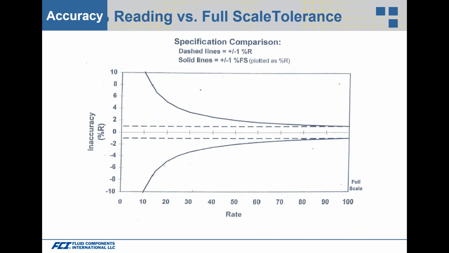If you look at that flow from 20 up to 100, you can see at 100, we're maintaining that 1% of reading and that 0.5% of full scale within about the same band of error. But as we decrease in flow, that full scale error increases the inaccuracy or error rate allowed for that flow meter.